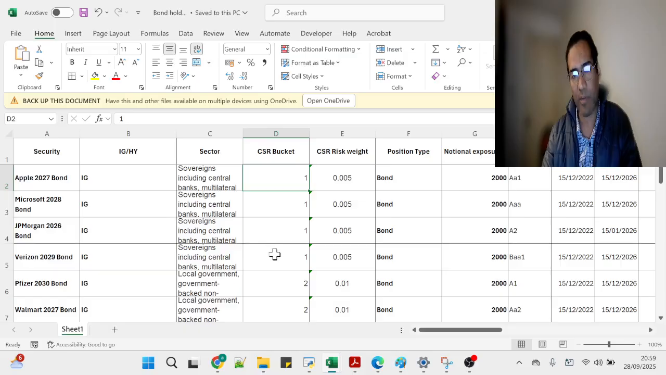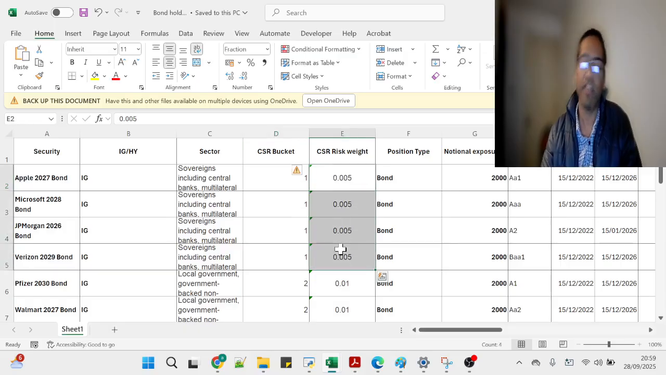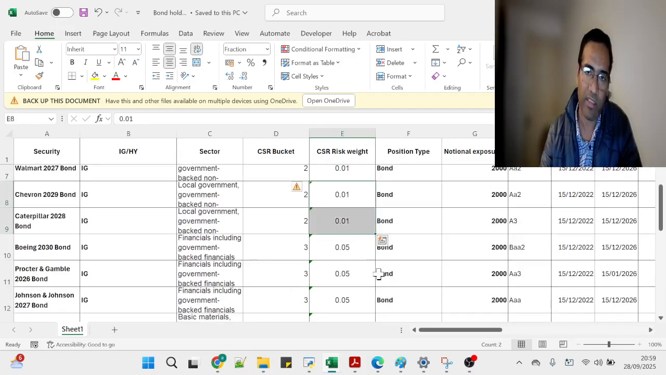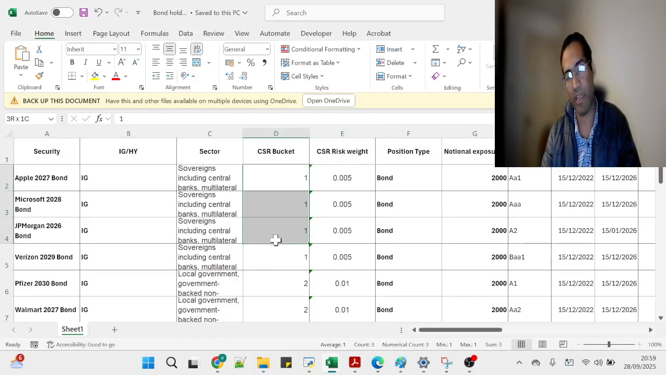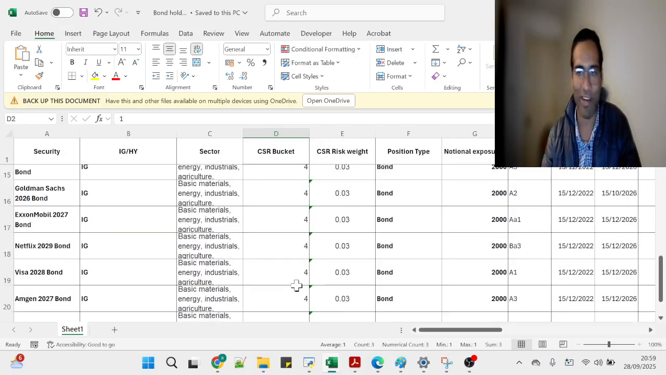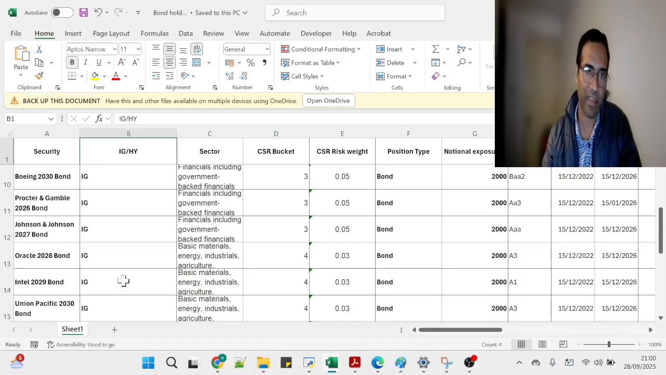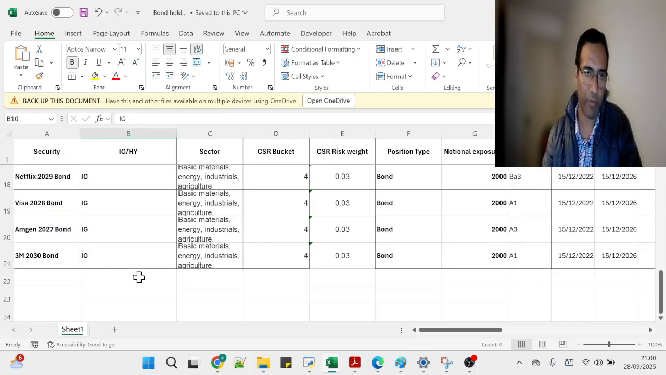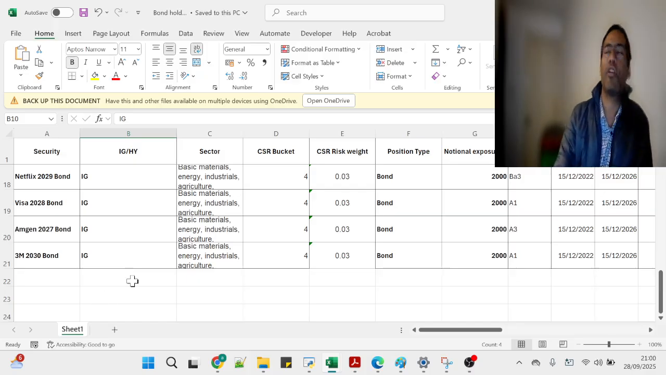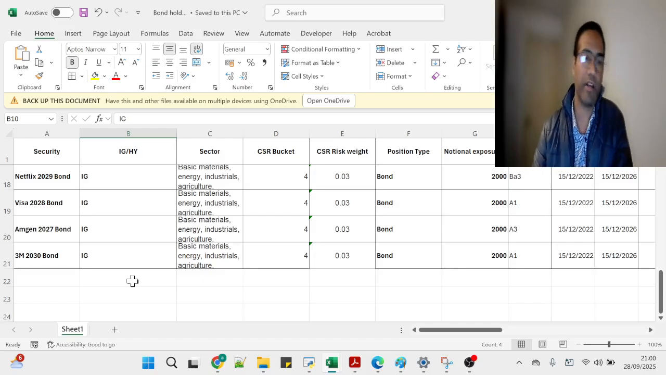So this is the CSR bucket, and these are the risk weights. Risk weights come from the bucket. Each bucket has a risk weight. Bucket one has this risk weight, bucket two has this risk weight, bucket three has this one. You see the sector is also important, and sector means bucket only. That determines your risk weight. The other important thing here is IG/HY; rating is also important. All of my bonds are IG, but this is important in calculating correlations between different bonds.